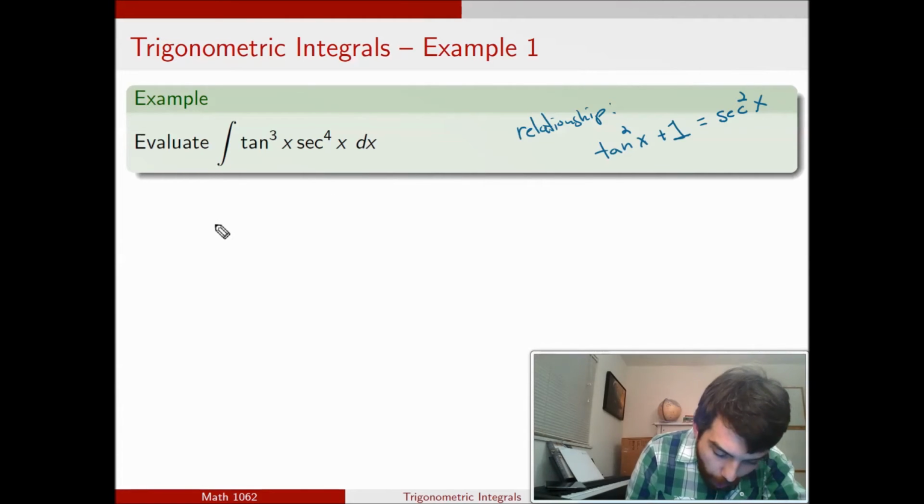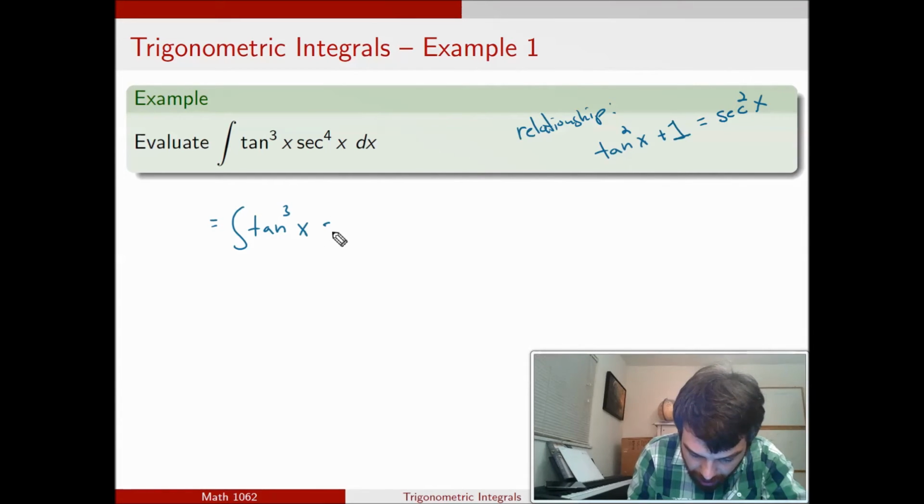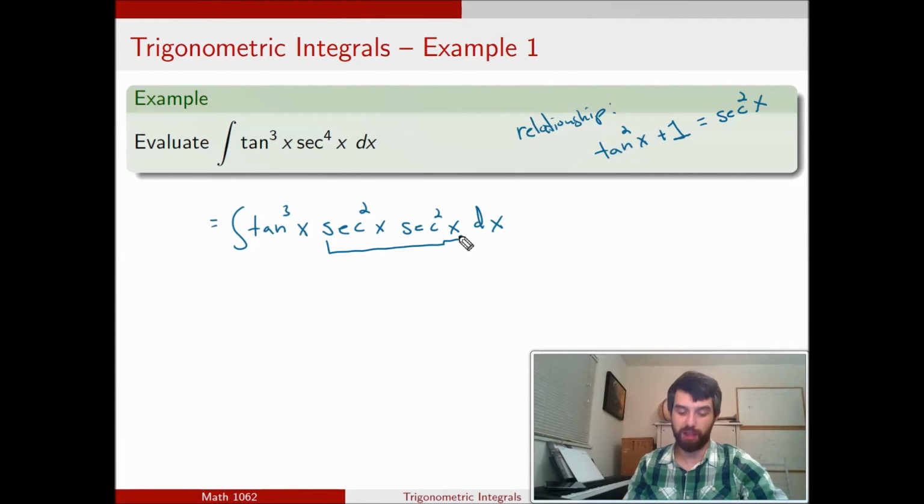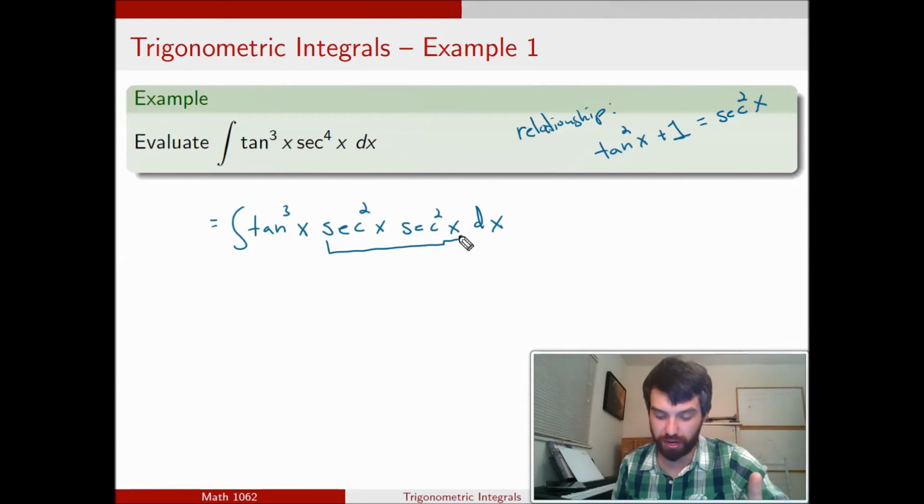I'm going to make one manipulation, and maybe to make it super clear what I'm doing, I'll write an intermediate step. You don't have to do this, but I'm going to break out this secant to the fourth as secant x squared times secant squared x dx. So I've taken these two terms and expanded them out a little bit. Now I'm going to use one of those two secant squared terms, and use this formula over here to convert it.